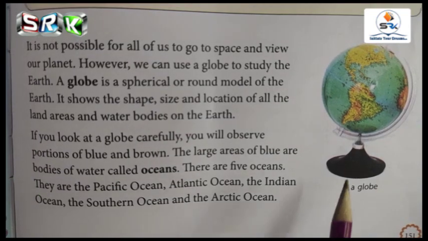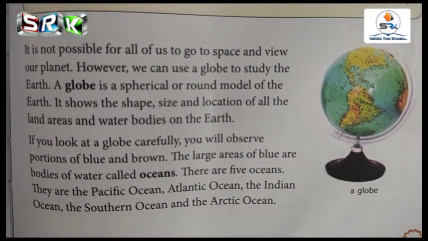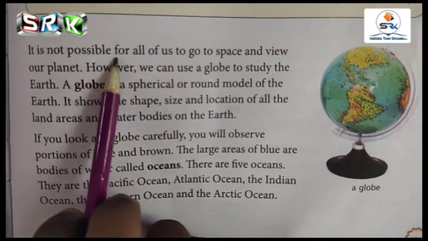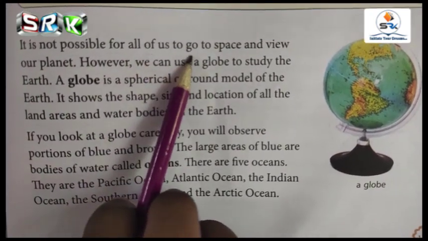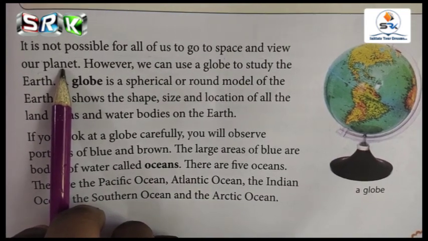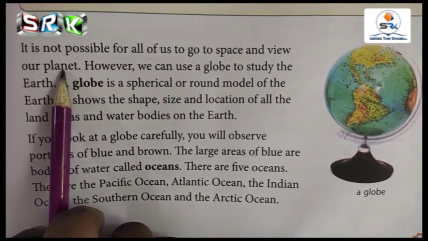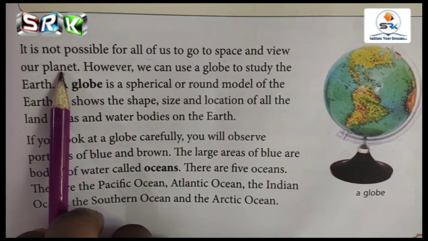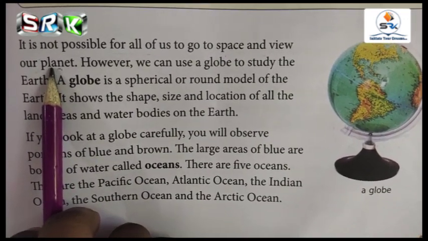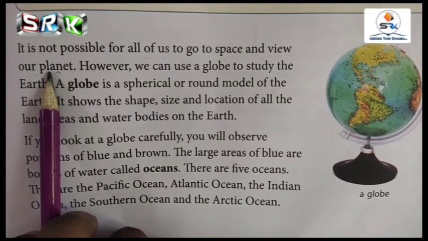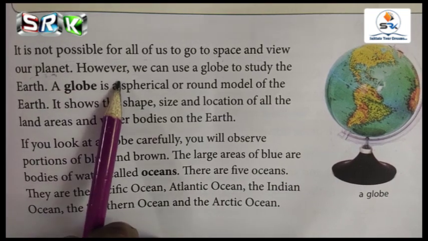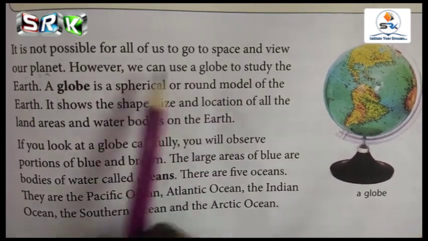See the picture. This is a globe. See the content given here. First line: it is not possible for all of us to go to space and view our planet. If we go to space, we can't see our planet. What is meant by planet? Planet means கோள்கள். In the solar system we have seen 9 planets. However, we can use a globe to study the earth.